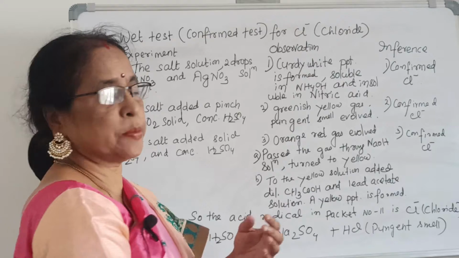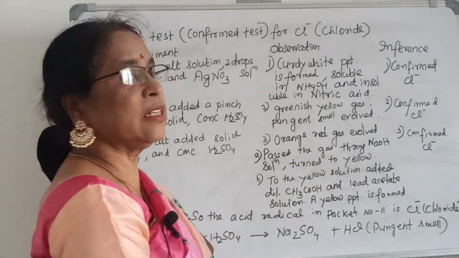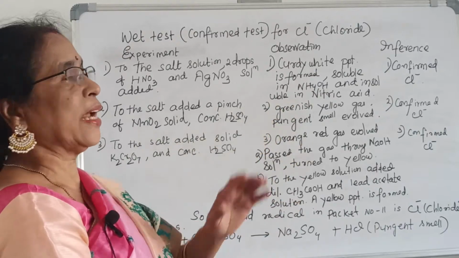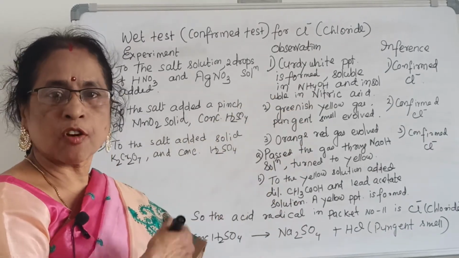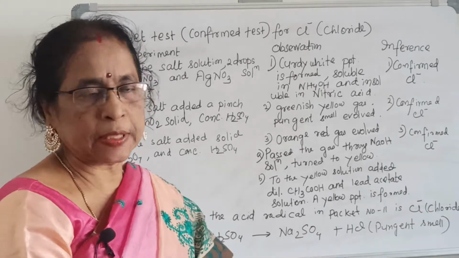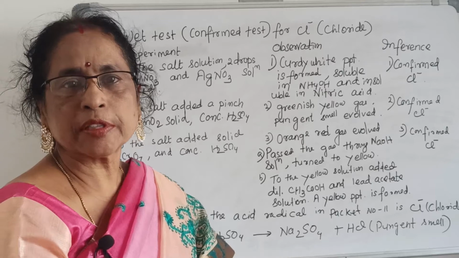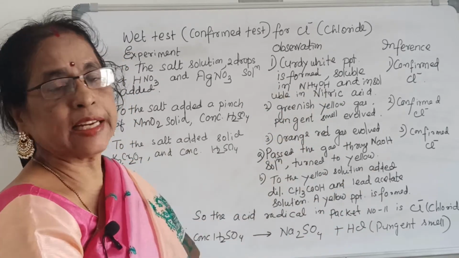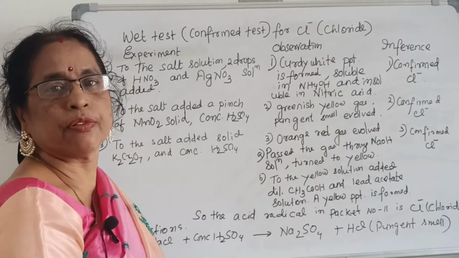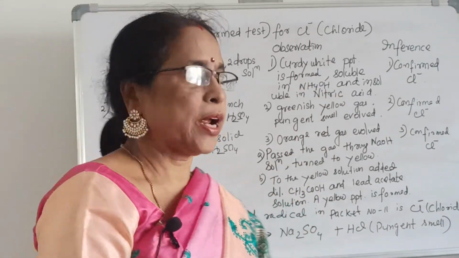That cloudy white precipitate is soluble in ammonium hydroxide and insoluble in nitric acid. This is very important. That white, cloudy precipitate which is obtained is soluble in ammonium hydroxide because it gives a good complex, and insoluble in nitric acid. So, confirmed chloride. This is a very important test for chloride.